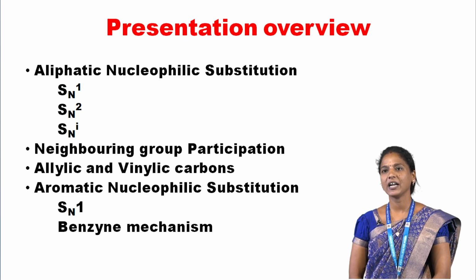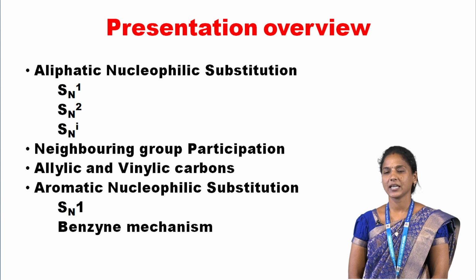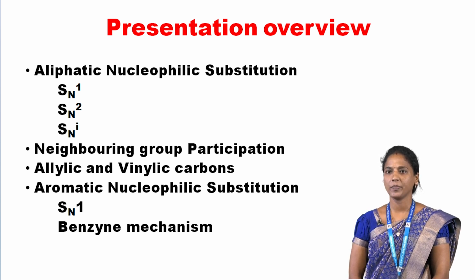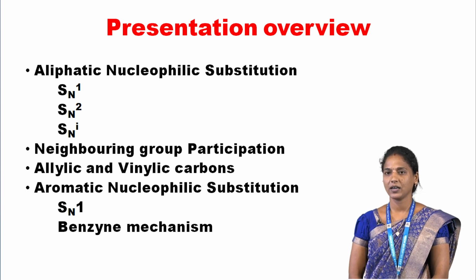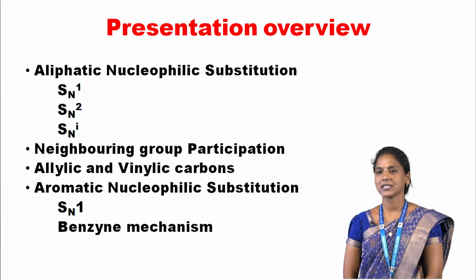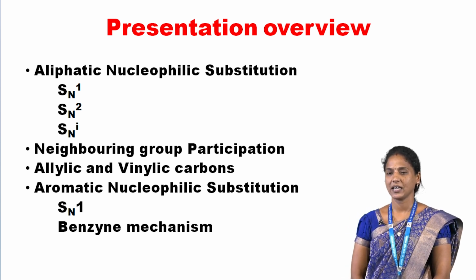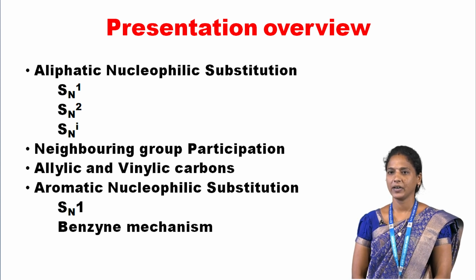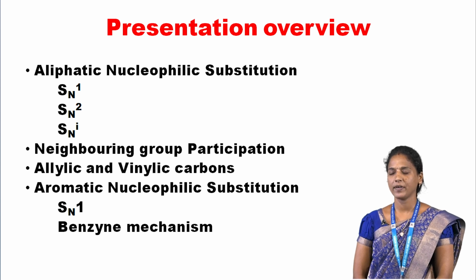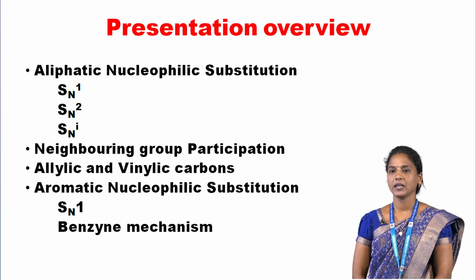First of all, Aliphatic Nucleophilic Substitution. This type includes SN1: SN1 means unimolecular nucleophilic substitution reaction, and then SN2: SN2 means bimolecular nucleophilic substitution reaction, and then SNi: SNi means intramolecular nucleophilic substitution reactions, and then neighboring group participation, allylic carbon and vinylic carbon, aromatic nucleophilic substitution, and this type of SN1, and then Benzyne mechanism.